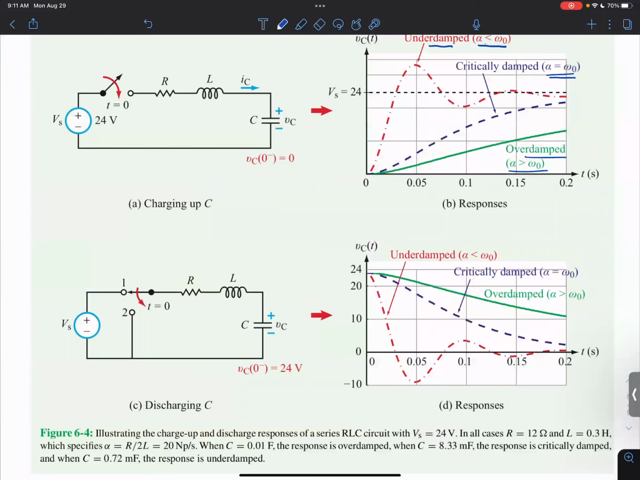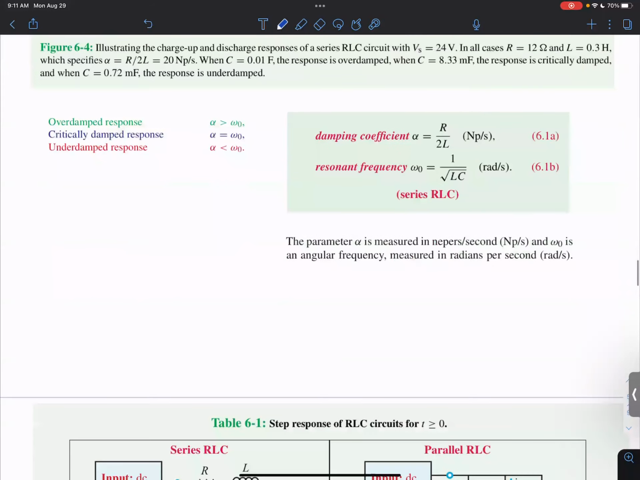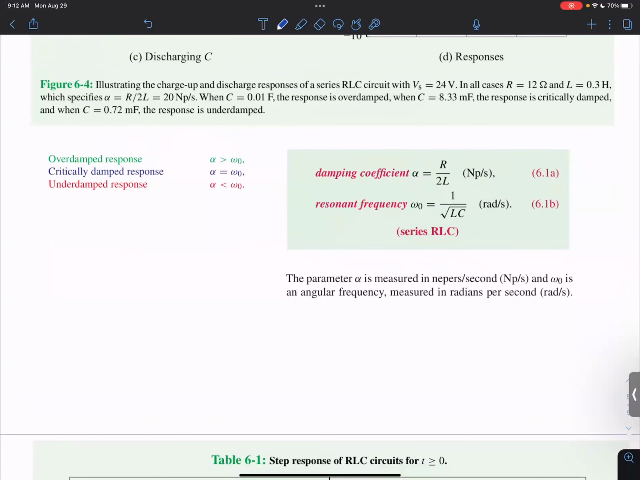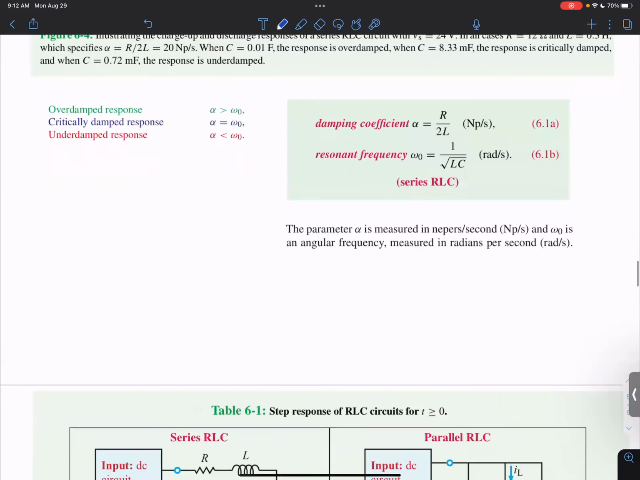So you do need to understand what those three terms mean and how the comparison of alpha and omega determines which one of those I have. So now when we look at an RLC circuit, we need to determine which one of these three. This is just the summary of the overdamped, critically damped, and underdamped. We find alpha, omega naught, compare the two, and that determines which solution we're going to use. Depending on which solution, we have different equations we need to solve for.